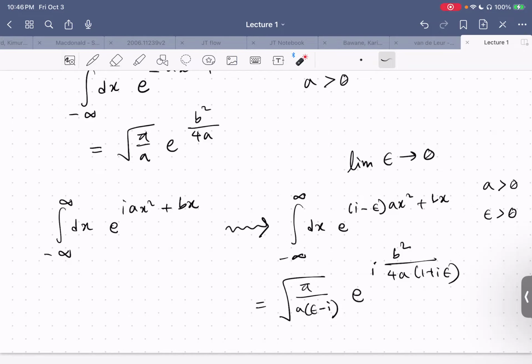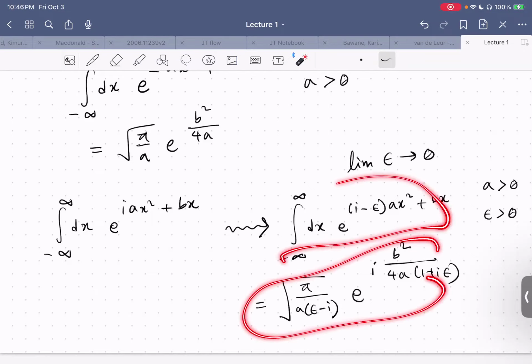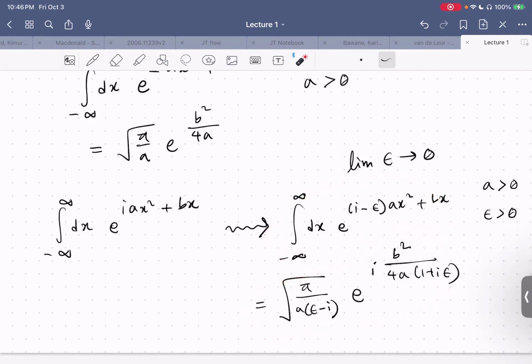Okay, yeah. So this is what you get after doing this computation. So now you can take the epsilon going to 0 limit. We have to worry a little bit about this factor because there's a square root, so there can be some branch cut type behaviors. But at the end of the day, we are not going to worry too much about this kind of overall numerical factors. We are going to worry more about what we get as this expression.